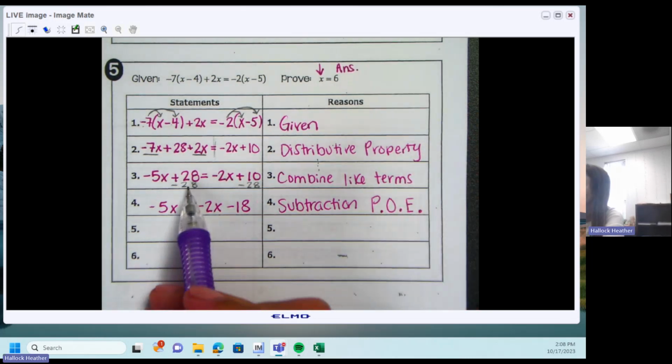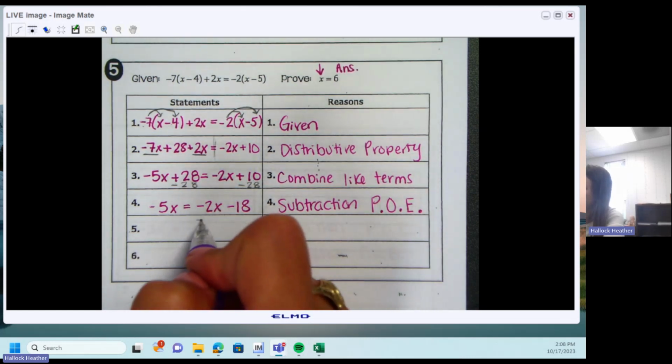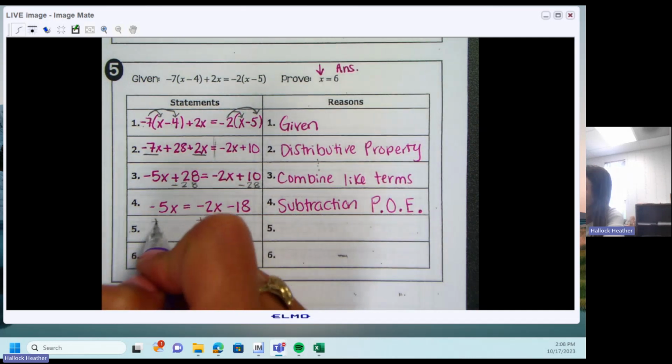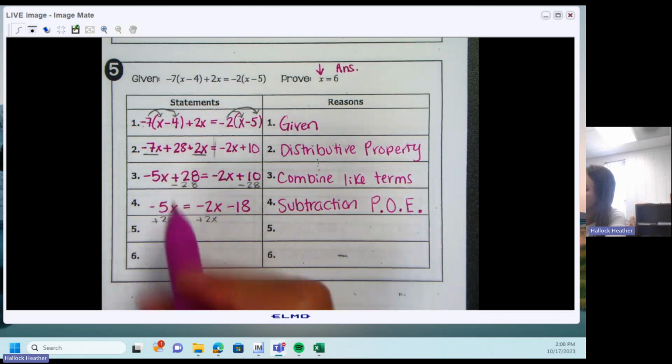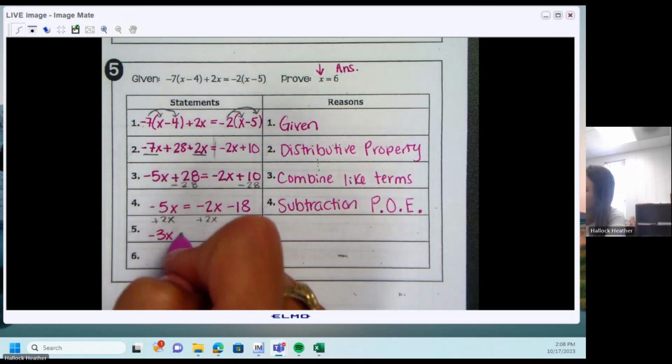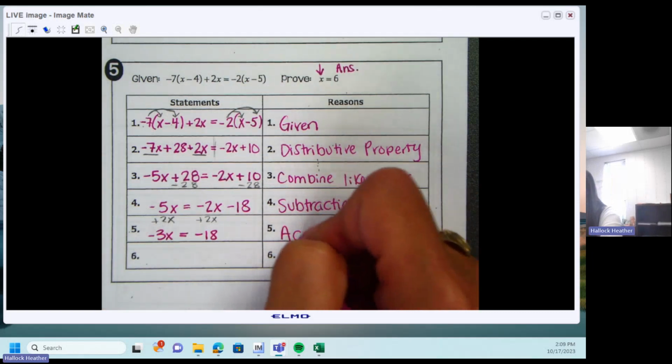Now, since I moved the 28 to the right, I'm going to move the 2x to the left. So the opposite of negative is positive. So I'm going to add 2x here. I'm going to add 2x here. They technically cross out. -5 plus 2 is -3. That is addition property of equality that I just did.